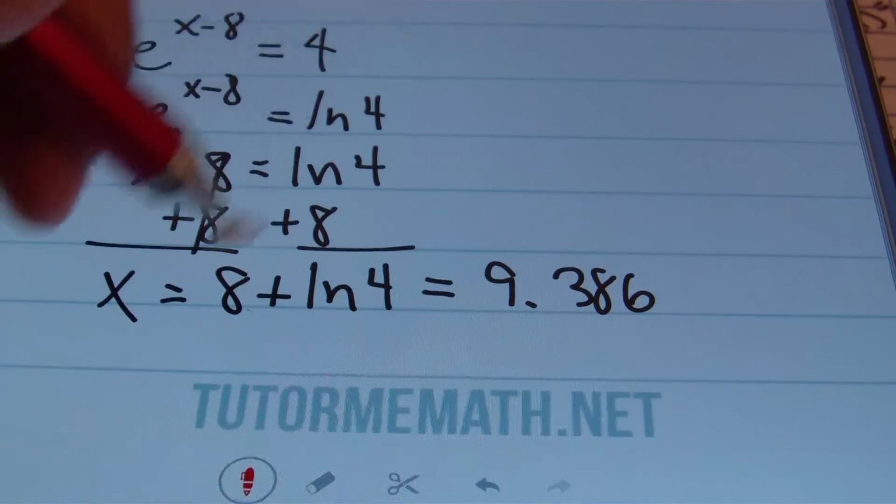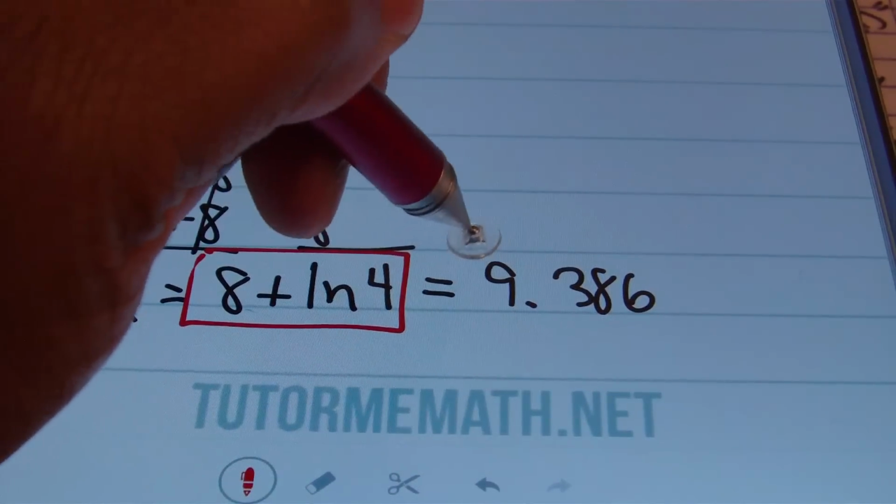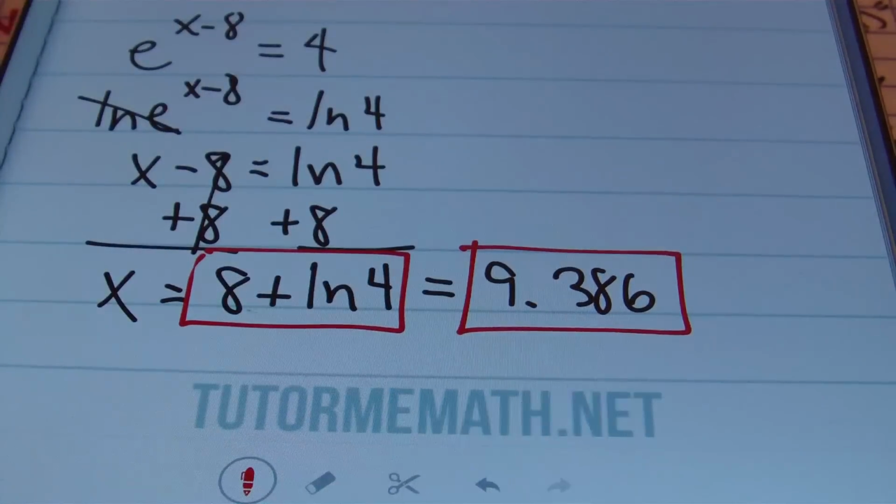Let's red box it. I have 8 plus the natural log of 4, or I can write it rounded to the nearest thousandths place as 9.386. All right, and that does it for problem number 10.